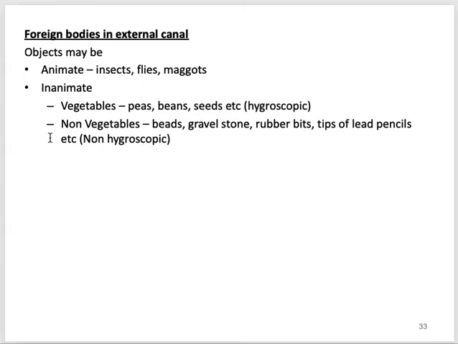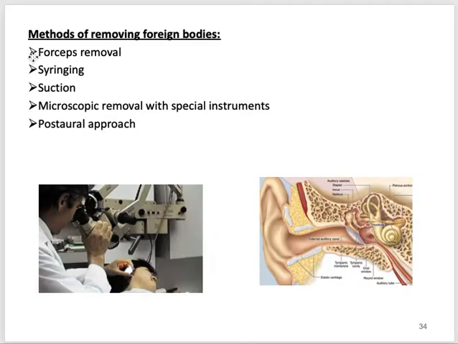Like recently, my brother's son, who is 6 years of age, put a small piece of rubber inside his ear, and it took them almost 3 to 4 visits to the hospital just to remove that, because they remove it under anesthesia. When the child is not cooperative, they have to do that. Or sometimes the removal is hard because the normal instruments cannot take it out. So how can they remove it? It could be forceps removal, syringing, suction, microscopic removal with special instruments, or a post-aural approach.